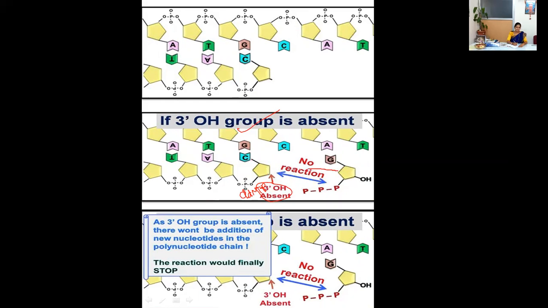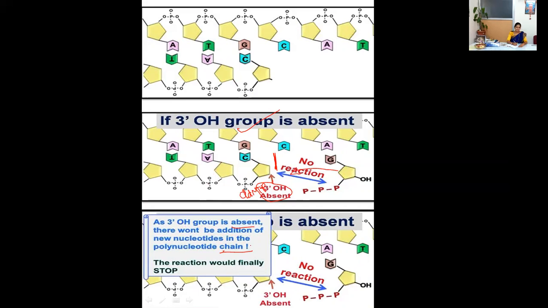Though there is an incoming nucleotide which is added by the DNA polymerase enzyme, whenever the enzyme adds modified ddNTPs, there won't be further reaction or synthesis, and chain termination will occur. The chain will stop. That's why this method is called chain termination. As the 3' hydroxyl group is absent, there won't be any further addition of new nucleotides in the polynucleotide chain. The reaction would finally stop. There won't be any kind of reaction occurring there.